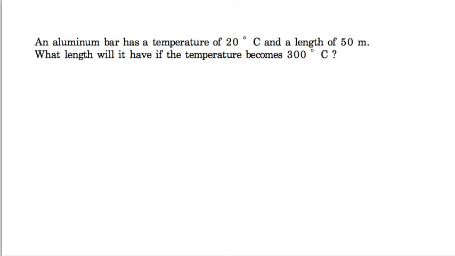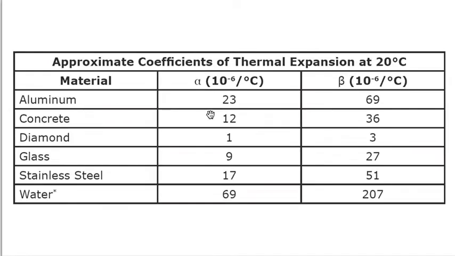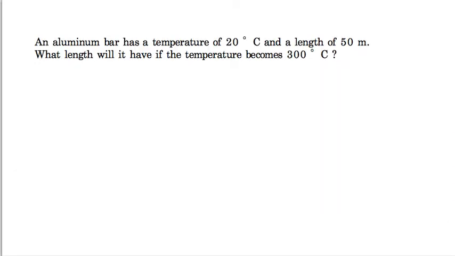Here's one such example problem. An aluminum bar has a temperature, okay, aluminum, so it's this one. It's going to be this alpha. That's the one that I'm going to use for this problem. It has a temperature of 20 degrees Celsius. That's the initial temperature. And a length of 50 meters. It doesn't say the width or the height of it. We only care about the length. And it says, what length will it have if the temperature becomes 300 degrees Celsius?